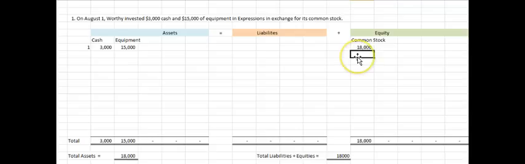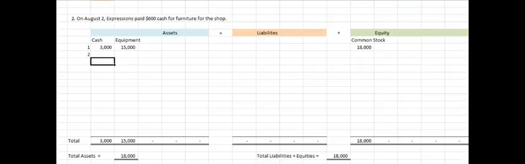Now the question is, why did I put that as a positive number? Well, think about it. How much common stock did we have before? Zero. This is a brand new business. We had not issued any common stock before. So issuing this common stock increased our common stock account to 18,000. Also, another way of looking at it, the accounting equation always holds true. So if we have an increase of 18,000 in assets, we should have an increase in 18,000 of liabilities and equity.